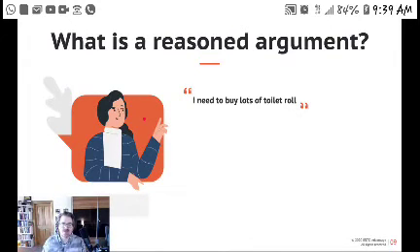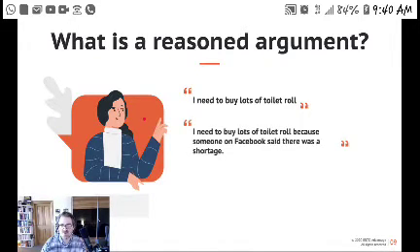So I want you to imagine you're in that supermarket and everyone is buying like 60 rolls of toilet roll. And you say to someone, why are you doing that? And they reply, I need to buy lots of toilet roll. Is that a reasoned argument? Well, imagine you ask another person and they say, I need to buy lots of toilet roll because someone on Facebook said there was a shortage. Is that a reasoned argument?